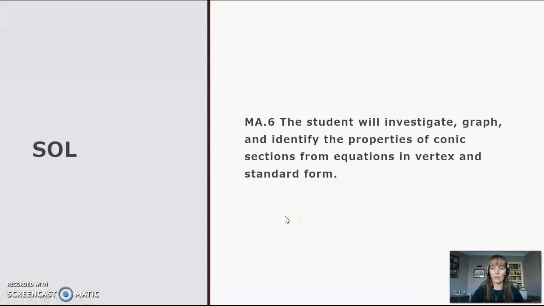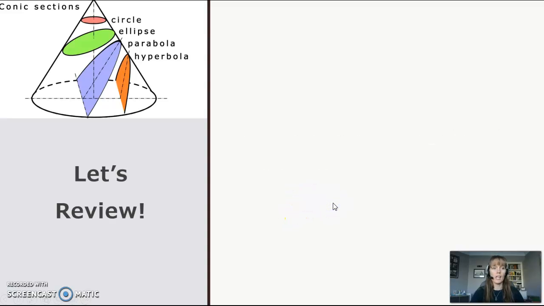It's the same one that we've been working on, just that you'll investigate, graph, and identify properties of conic sections, and then we'll be able to solve them no matter what form they're given to us in. So let's take a quick moment to review. You want to find these in your notes. There are 4 conic sections that we've discussed in this unit.